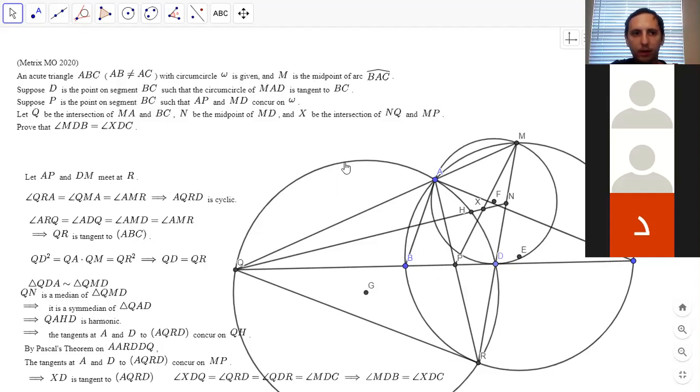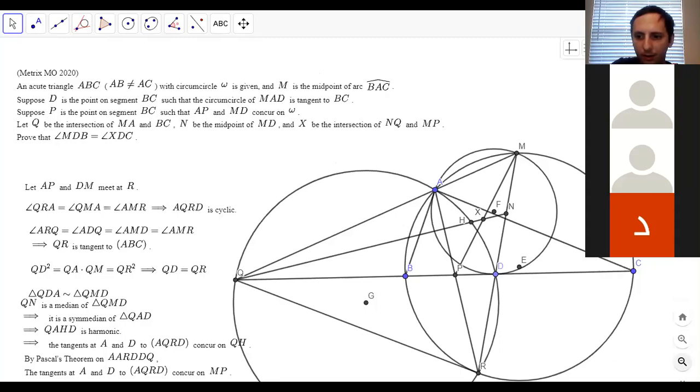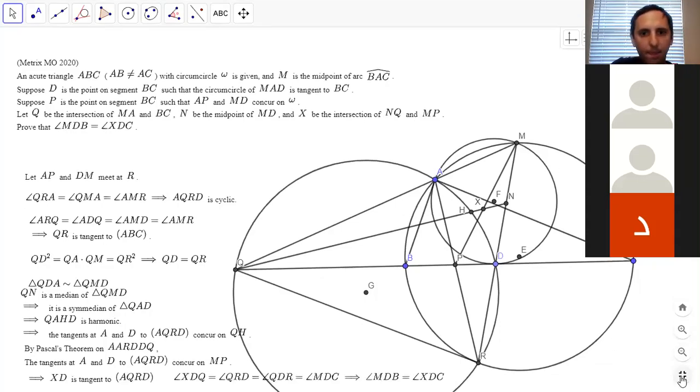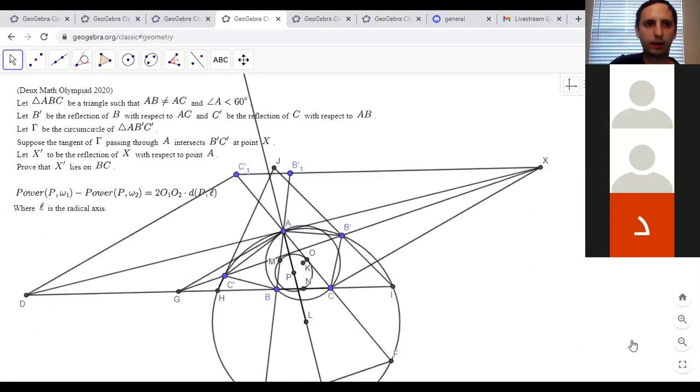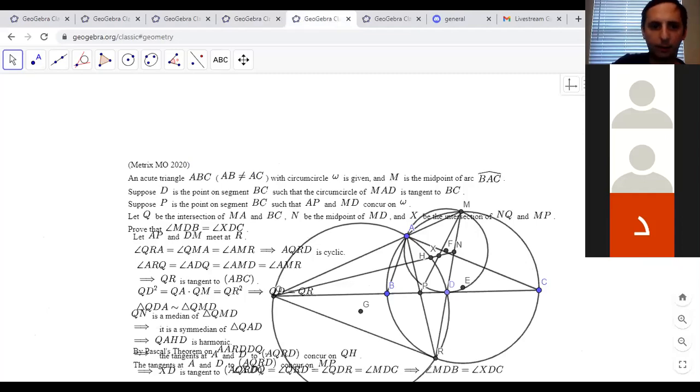Michael, could you return to the previous problem? I have a solution for that. You have another solution for the previous one? Yeah, the reflection one. All right, let's go to it. One sec, let me go back. Sorry, I accidentally made this smaller.